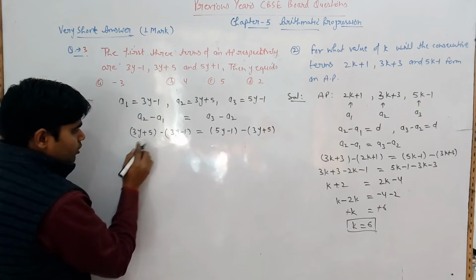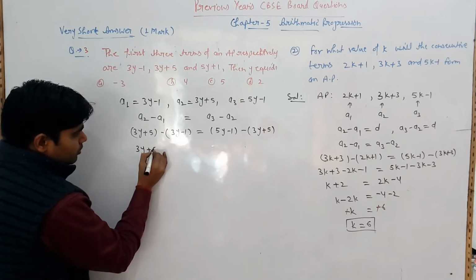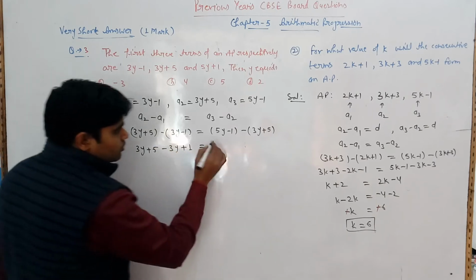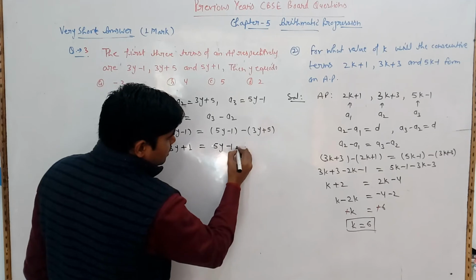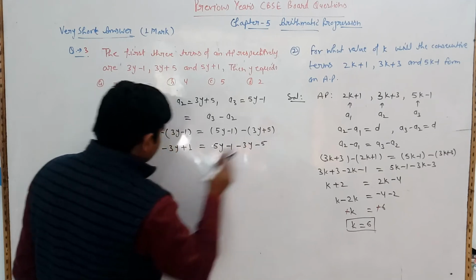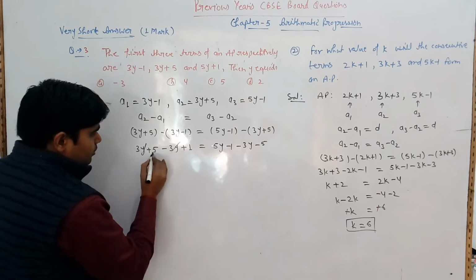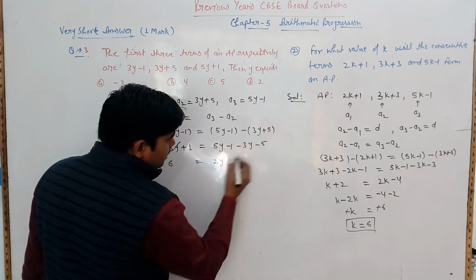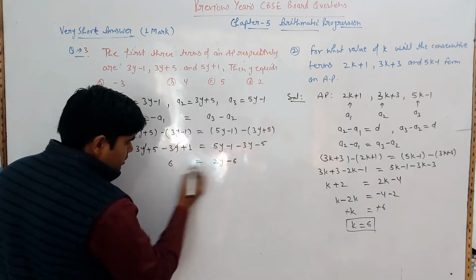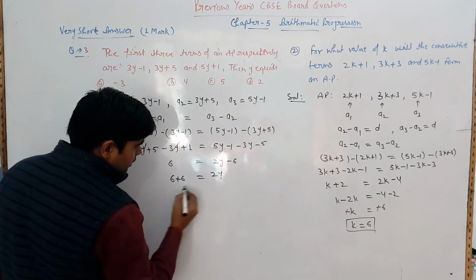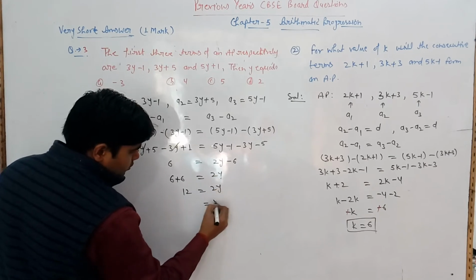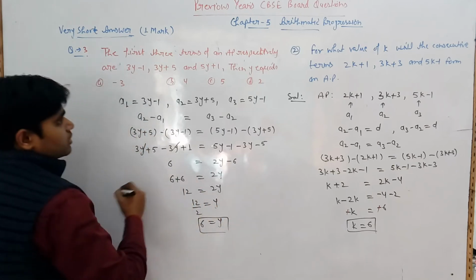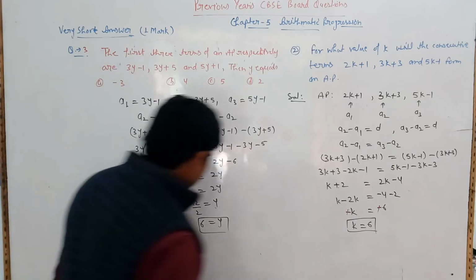Simple, you can solve this. Open the bracket. 3y plus 5 minus 3y plus 1 is equal to 5y minus 1 minus 3y minus 5. 3y minus 3y cancel. 5 plus 1 is 6, equal to 5y minus 3y is 2y, minus 1 minus 5 is minus 6. So 6 plus 6 is equal to 2y. 12 is equal to 2y. So y is equal to 12 by 2. y is equal to 6. So option 6. 6 is not given.